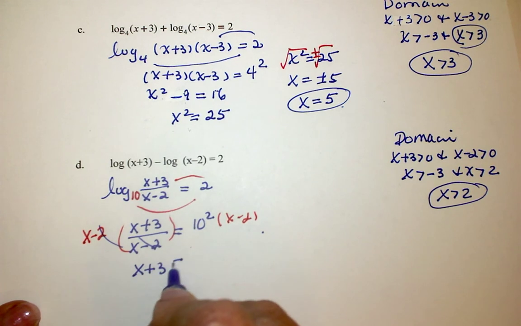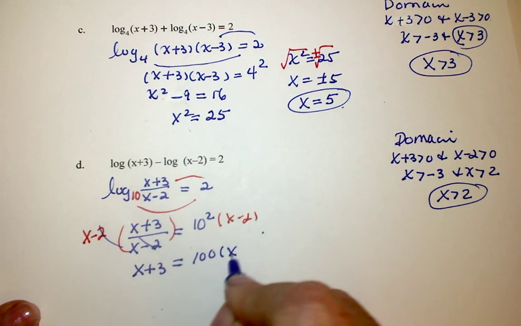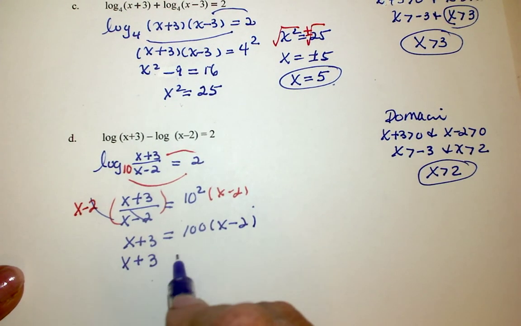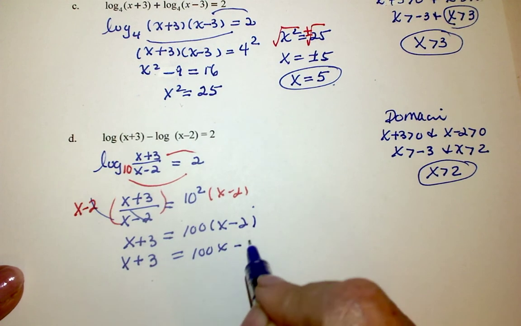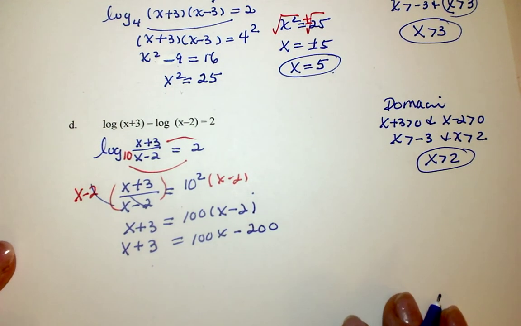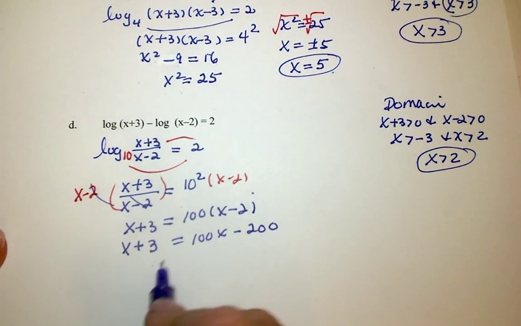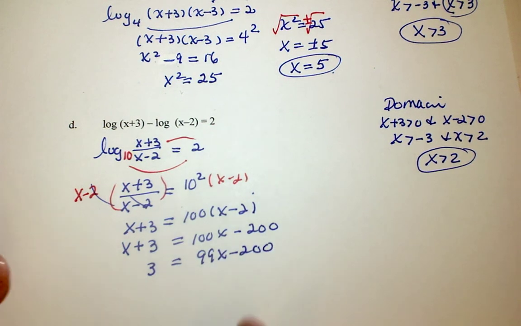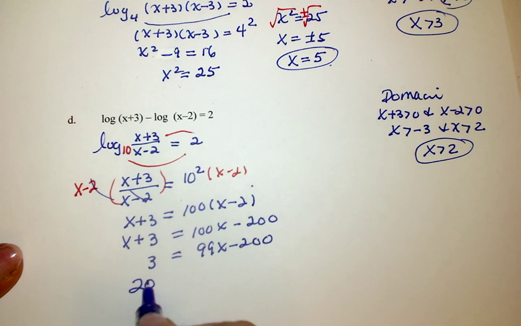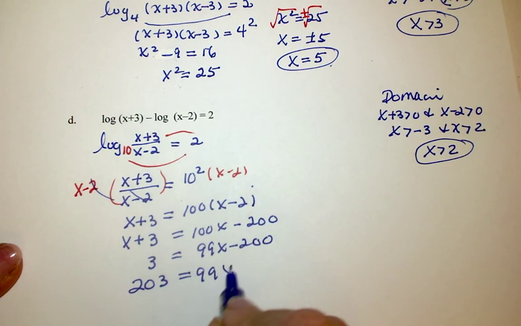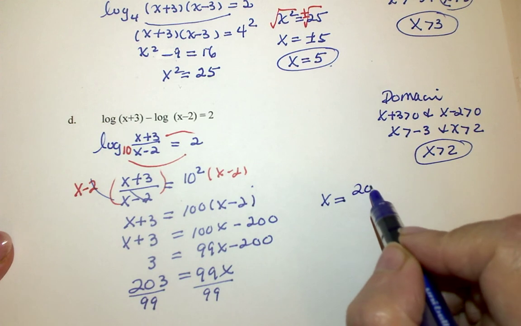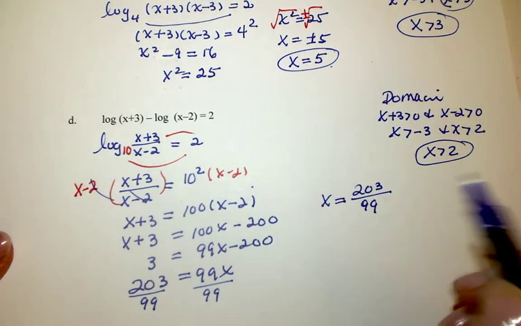x plus 3 equals 100 times x minus 2. x plus 3 equals 100x minus 200. Subtract x. 3 equals 99x minus 200. Add 200. 203 equals 99x. Now divide by 99 so that x equals 203 divided by 99.